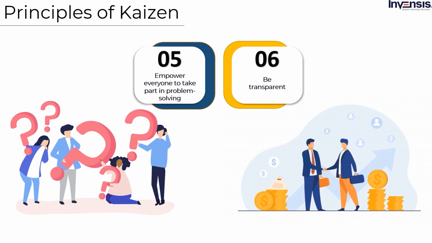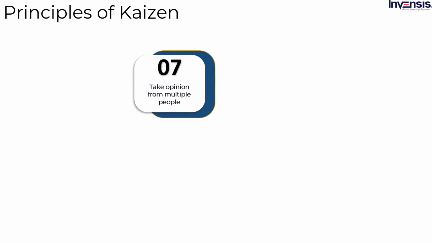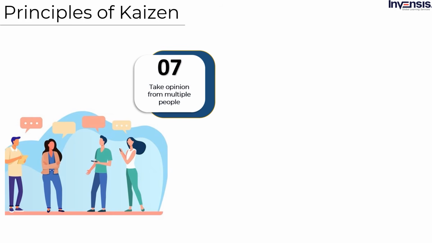Show the action to other employees. Be transparent, and let everyone know your daily tasks. It's the metric that measures success. Take opinions from multiple people. Including multiple professionals while making any decision of implementation will help you in making proper decisions.